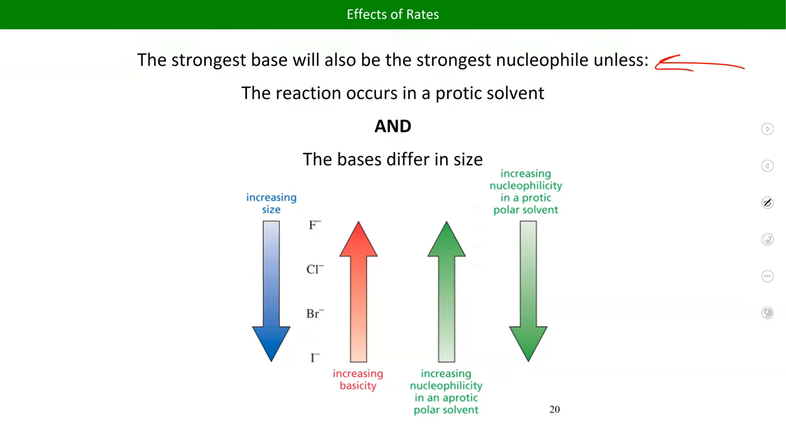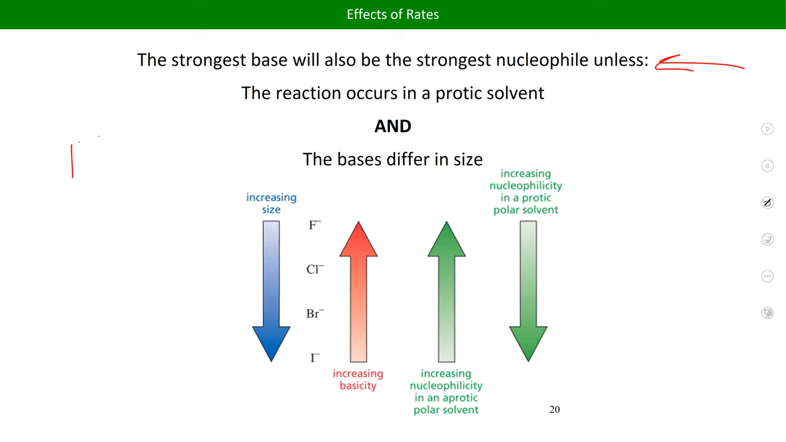All right, but if they're the same size, then it doesn't really make a difference whether you're in a protic solvent or not. The better base is still going to be the better nucleophile if they're the same size. So what would be the same size as fluoride that would be a stronger base, that you can think of? Same size, meaning not molecular weight, but energy levels, so it's in the same row of the periodic table. Yeah, ammonia, oxygen, hydroxide would work too, right?